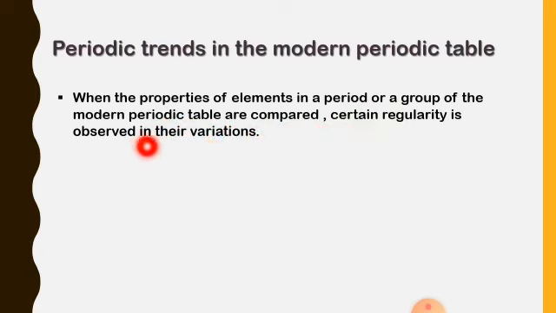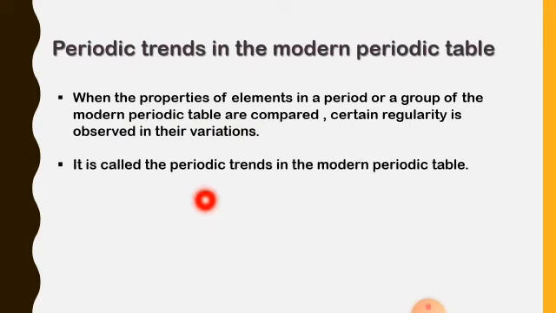Okay, so what happens when the different properties of elements in a group or a period of the modern periodic table are compared? Then what happens? A certain regularity is observed in their variation. There is some similarity, some regularity which has been observed. So this is called what? Periodic trends in the modern periodic table. So basically what do you mean by trends? Trends means some changes in the properties, some variety, some similarity in the properties of elements.